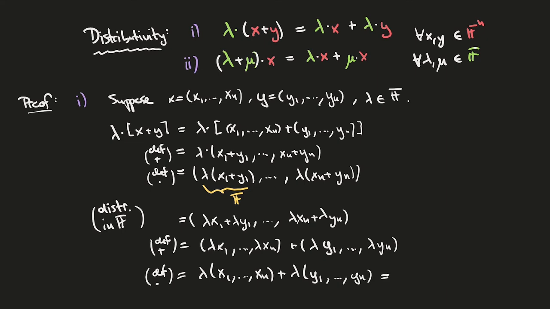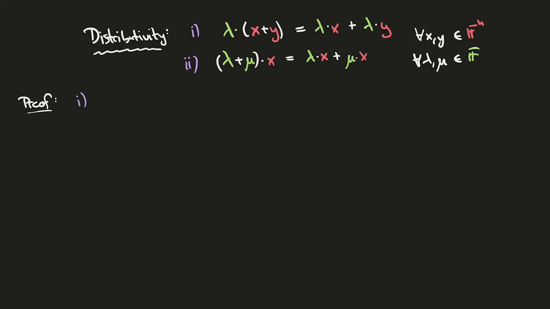And this now, replacing x1 through xn by x and y1 through yn by y, is just lambda x plus lambda y. And this is what we wanted to show. So we proved the first equation and now can move on to the second, which is similar.